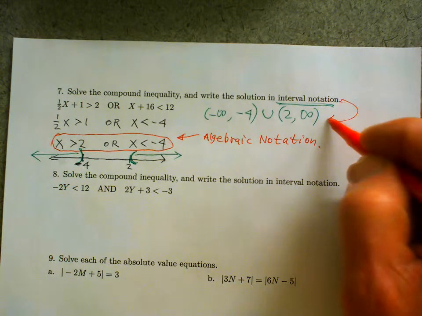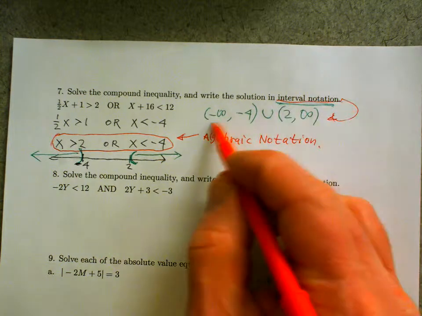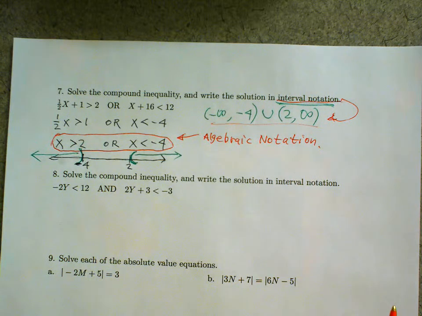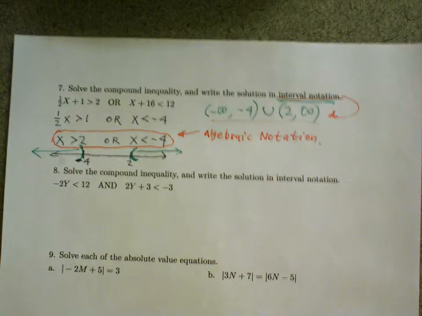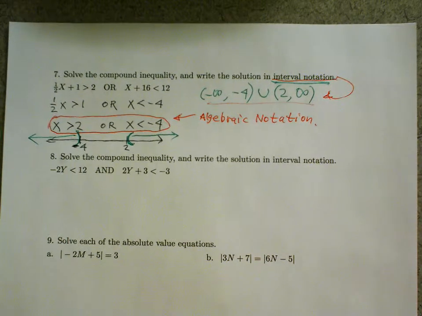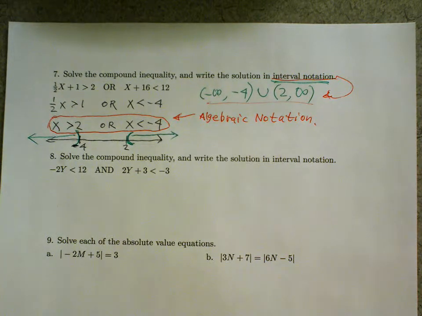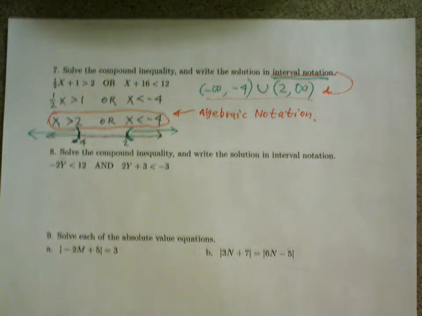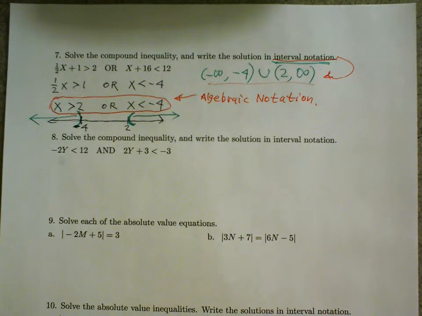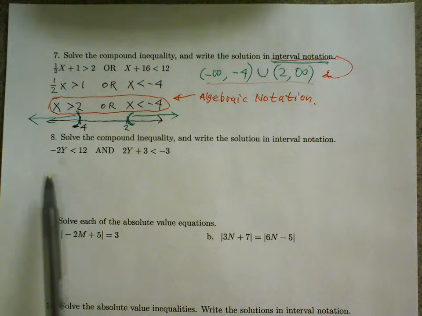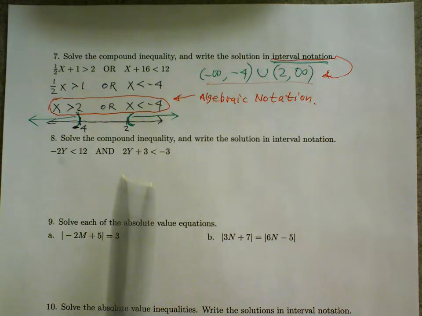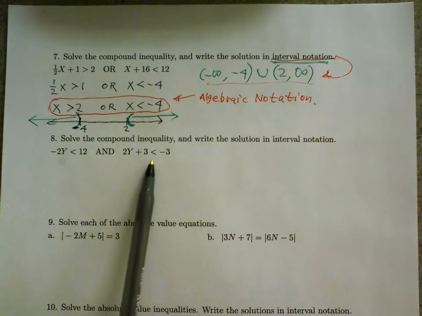And this is the integral notation. Okay, the next problem, this is another compound inequality, but this time it says negative 2y is less than 12 and 2y plus 3 is less than negative 3.